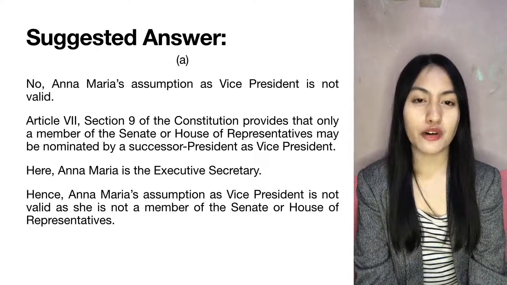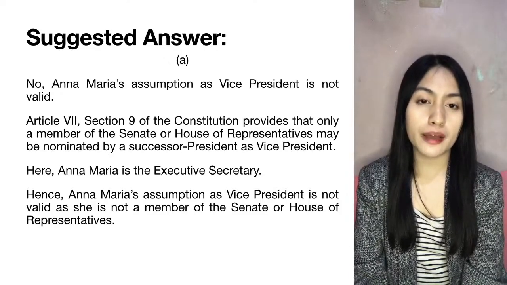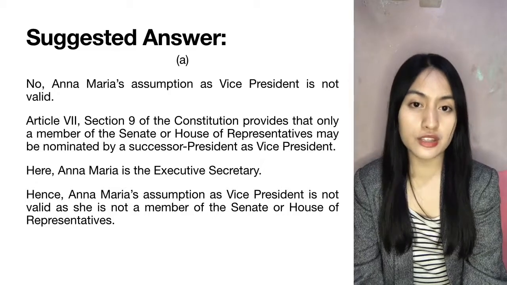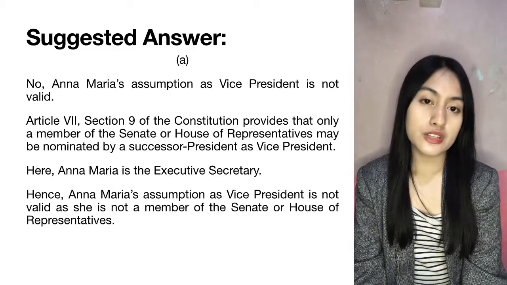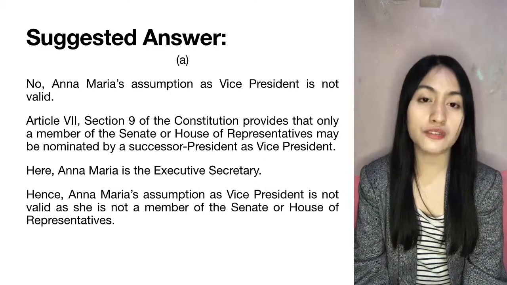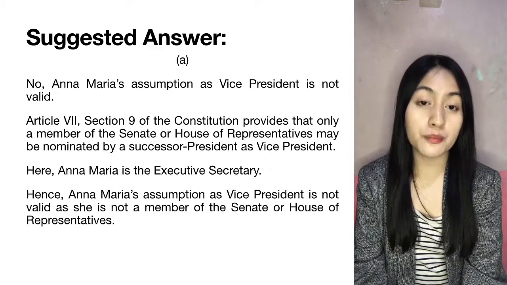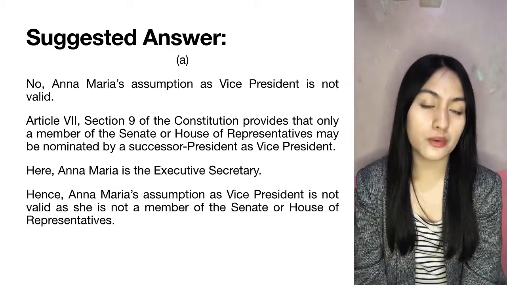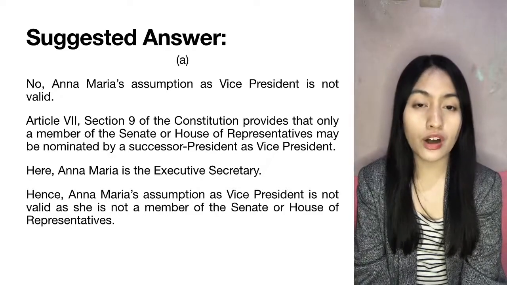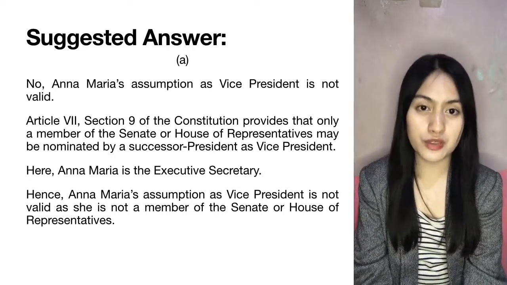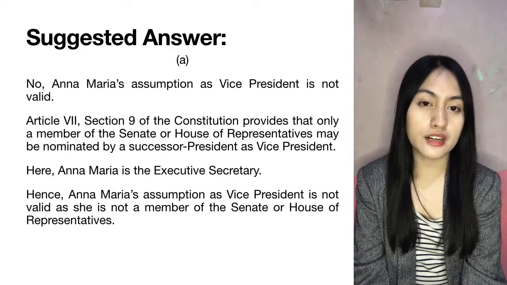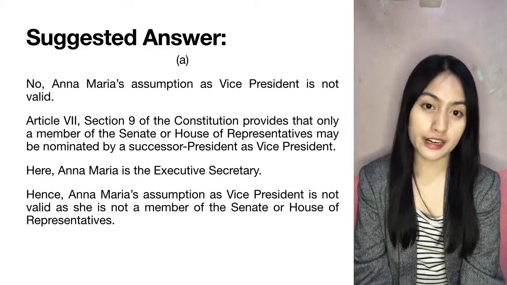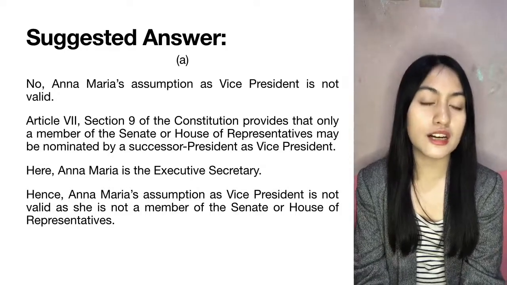Last part is the conclusion. The first part of my conclusion is the same with my answer in the first paragraph. It goes as follows. Hence, Ana Maria's assumption as vice president is not valid. But I added a phrase from the second and the third paragraph. So it continues as follows. As she is not a member of the Senate or House of Representatives. So I connected my answer in the first paragraph with my answers in the second and third paragraph. So that's how you do the ALAC method.